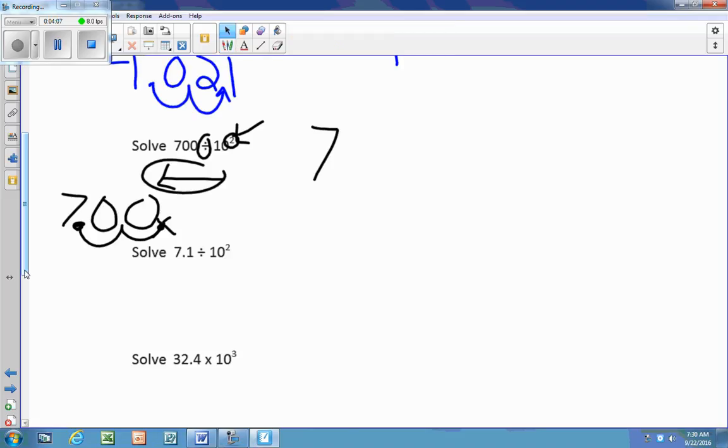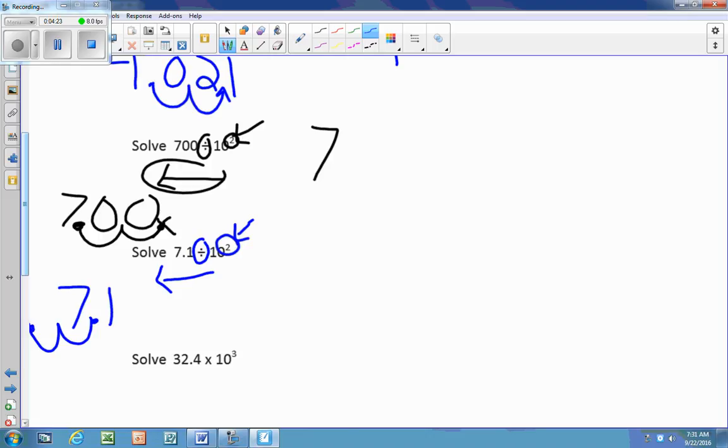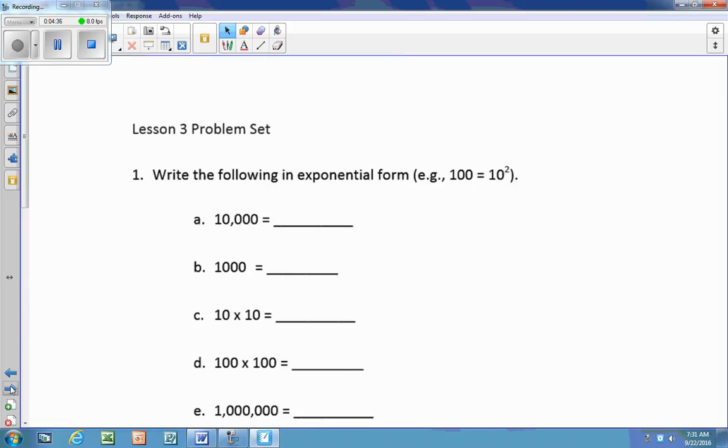We're going to do another division problem, and we're going to remind ourselves when we divide, we're going to move to the left. And when we move to the left, we're going to rewrite our problem. So we had 7 and 1/10. We need to jump 2 times because there is a 2 there, so we go 1, 2. We have to fill that 0 in. That doesn't exist over here. And we now have our answer. And that is how we multiply and divide with exponents using powers of 10.